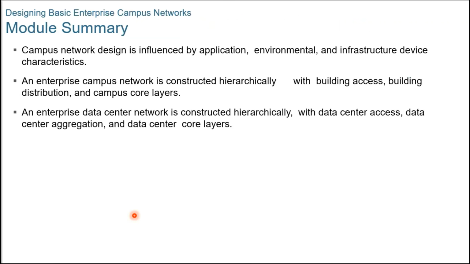Now, to summarize the entire module, the campus network design is influenced by application, environmental, and infrastructure device characteristics. An enterprise campus network is constructed hierarchically with building access, building distribution, and campus core layers. An enterprise data center network is constructed hierarchically with data center access, data center aggregation, and data center core layers.